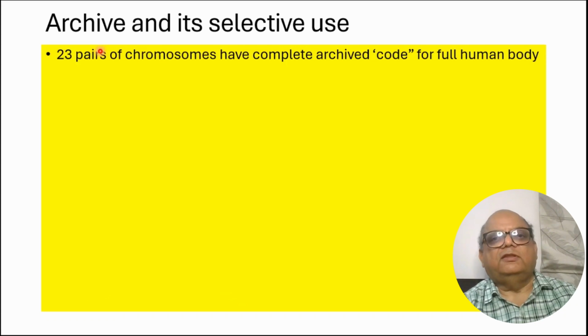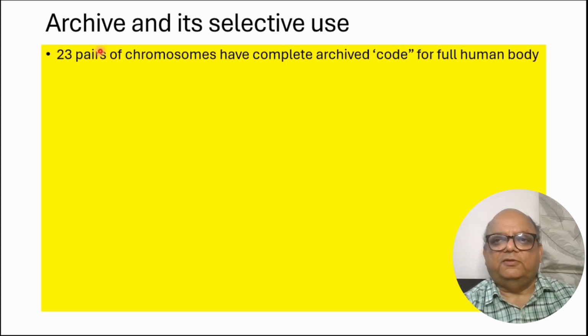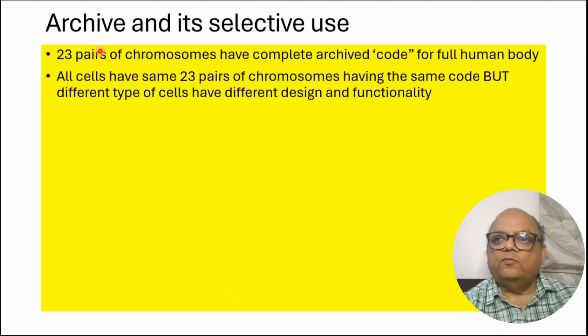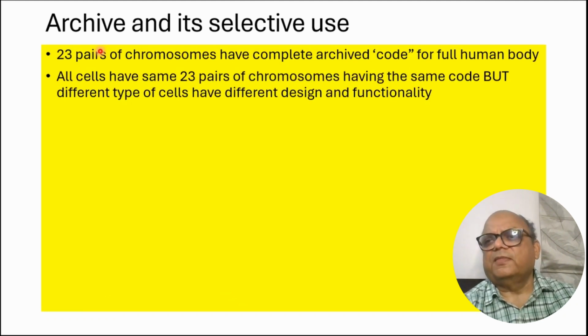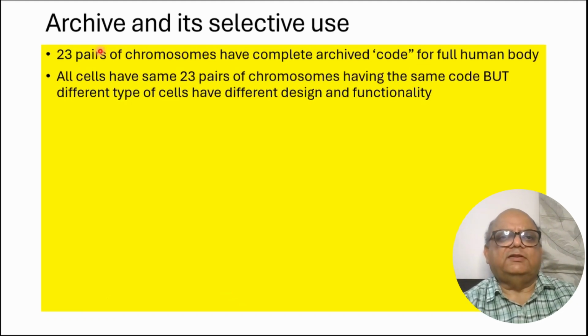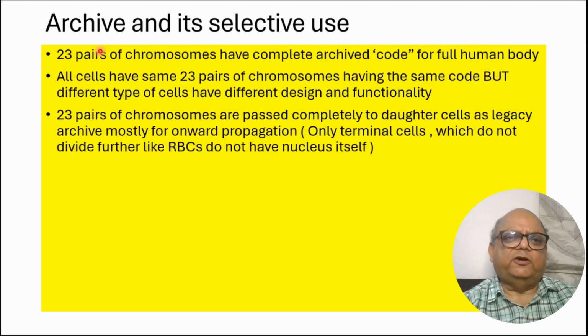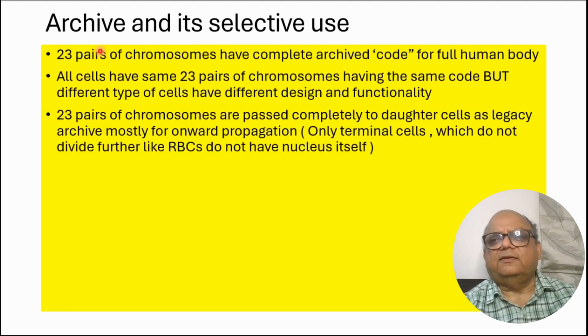Okay. All cells have the same 23 pairs of chromosomes. Statistically, that has been proven. And they have the same code. They have the same karyotype. But different types of cells have different design and functionality, obviously. Okay. So when oncogenesis takes place and cells multiply, the same 23 pairs of chromosomes are passed completely to the daughter cells as legacy, and they are meant to be propagated onward.